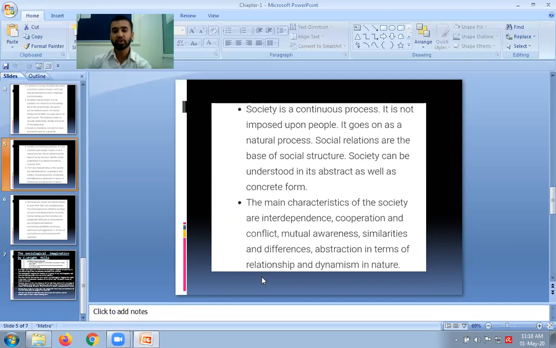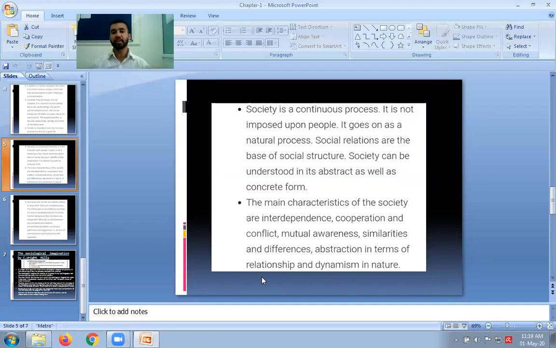Social relations are the base of social structure. Society can be understood in its abstract as well as in its concrete form. Now, what does this particular paragraph mean? This means that society just goes on. It's a never-ending process. It's an everlasting process. It is eternal. It just goes on and on. It's a continuous process, right? And it is not something that is imposed upon people. It is not something that is forcefully charged on the people. It is not at all like that. It is just going on.